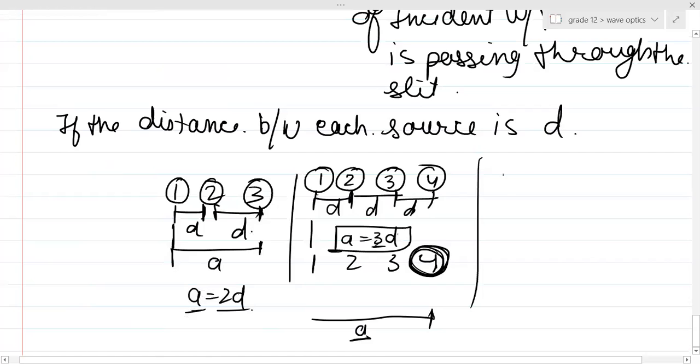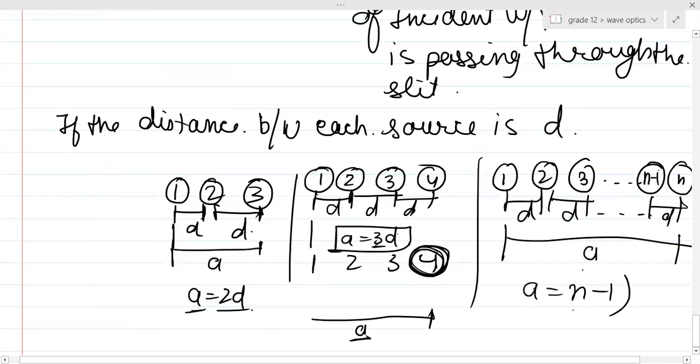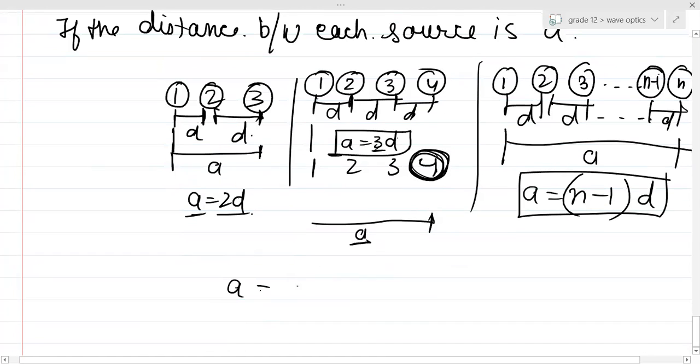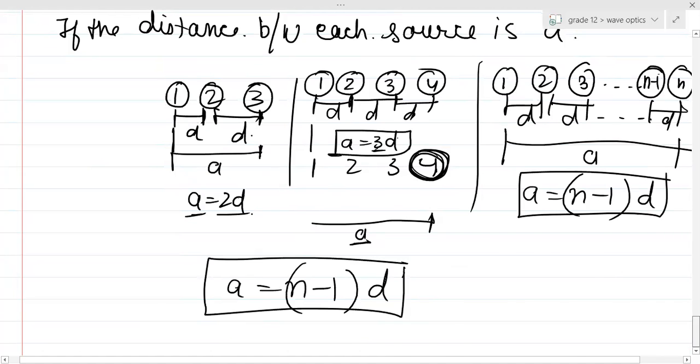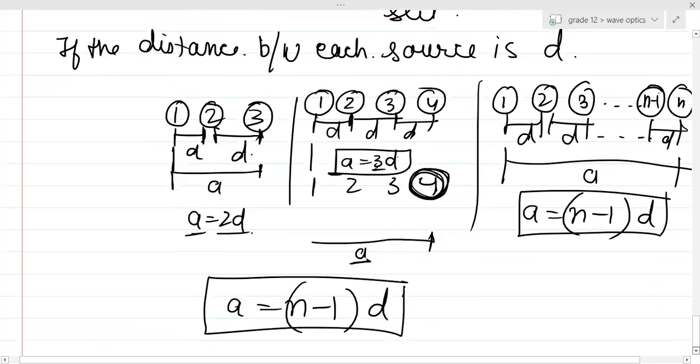So if there will be 1, 2, 3, dot dot dot, till n minus 1 and then n, and the distance between all of them is d, d, d and d, then this whole distance is basically equal to a. So here write a equals n minus 1 into d. Is this clear? Did everyone understand the logic of a equals n minus 1 d? Yes, sir. Should I explain once more, or is it fine? Okay, so a equals n minus 1 d.